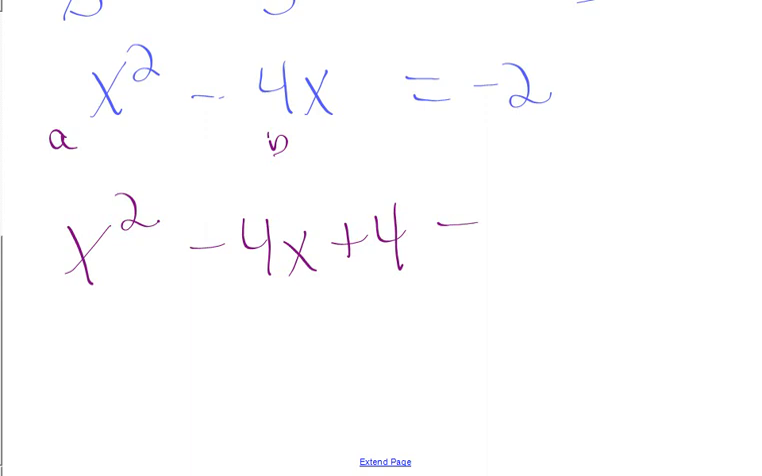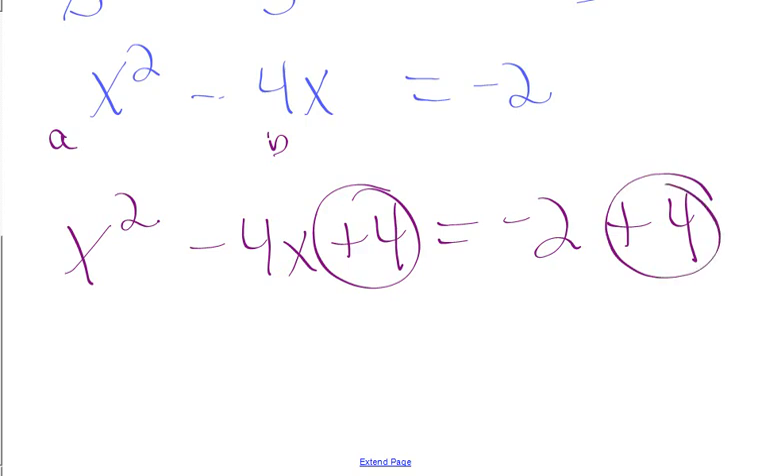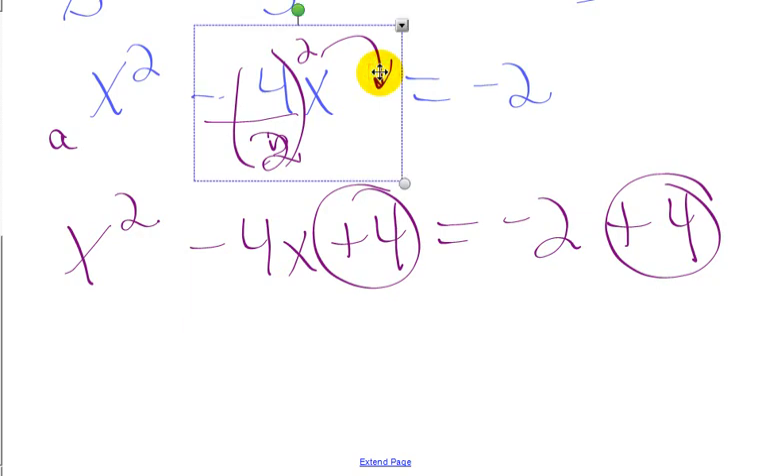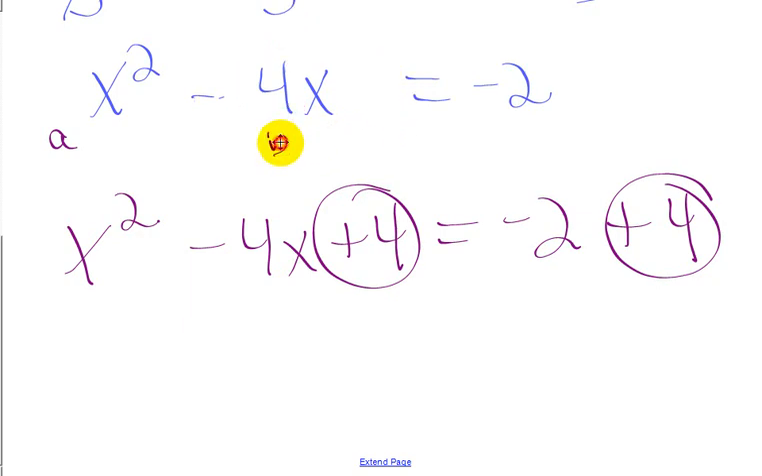Equals negative 2 plus 4. So the plus 4 and the plus 4 is what we added. That came from 4 divided by 2 squared. That's what goes there. Okay? Any questions so far? Is everybody with me at this step?